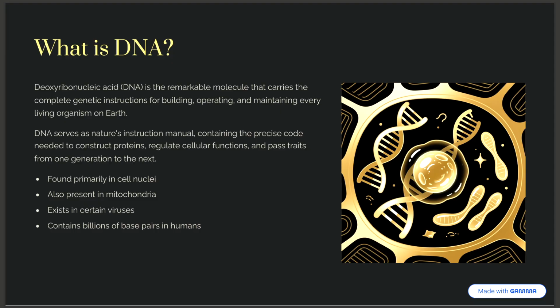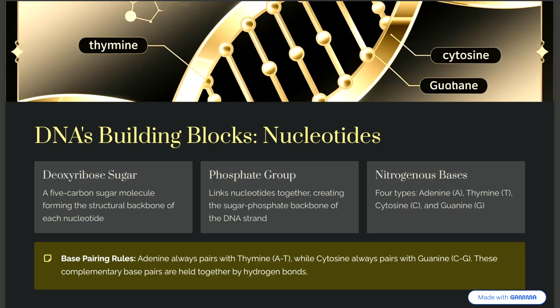It is primarily found in the nucleus of the cell, and it is also present in the mitochondria. It is also present in some viruses as well, and it contains billions of base pairs in humans. If we talk about the structure of DNA in detail, it contains deoxyribose sugar, a phosphate group, and nitrogenous bases. The DNA's building blocks are called nucleotides.